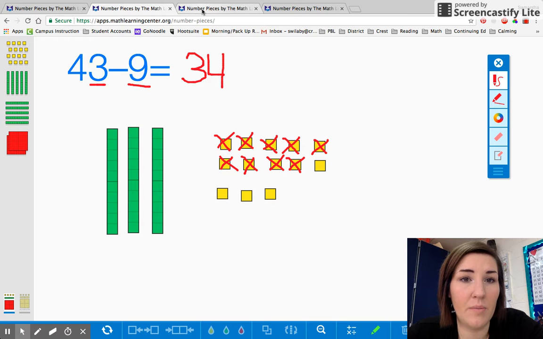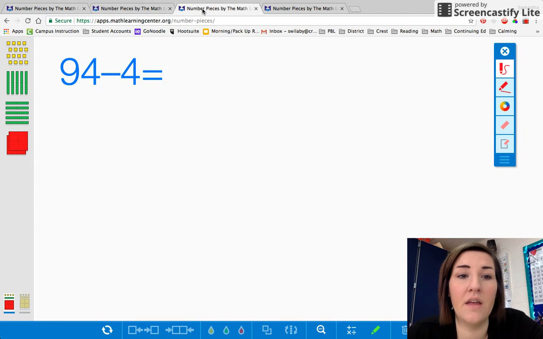Let's look at another example, and I want you to do it with me and see if we need to regroup or take a 10 and make it into some ones. So this example is 94 minus 4. So think to yourself and look at those ones and decide if I need to regroup or not.